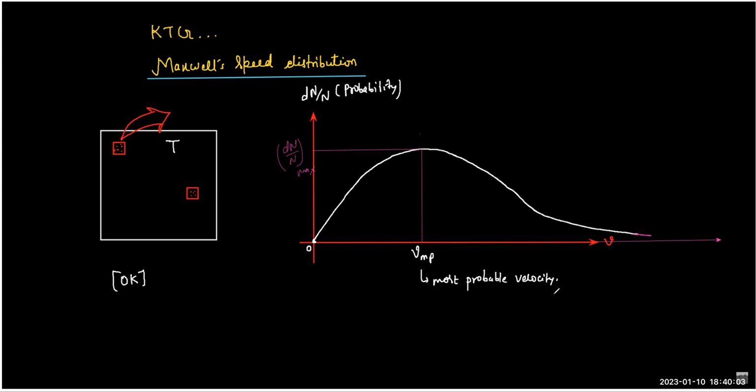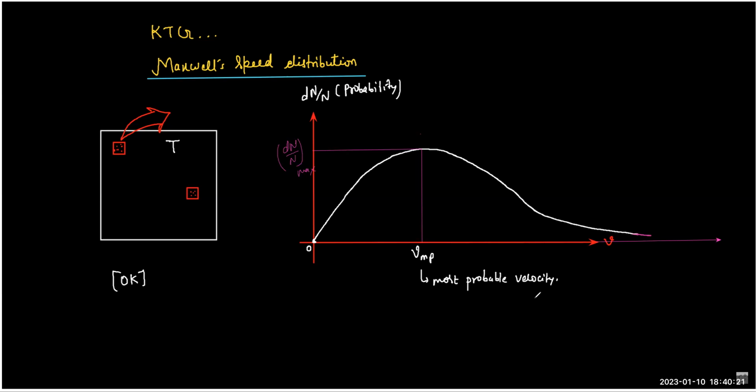So the most probable doesn't mean maximum velocity. The probability of occupying or having this velocity in a system at thermal equilibrium is maximum. That's why the name is most probable. And it is a statistical definition.